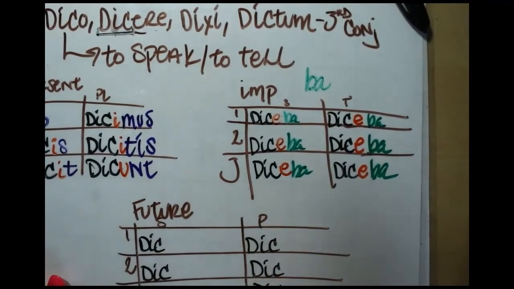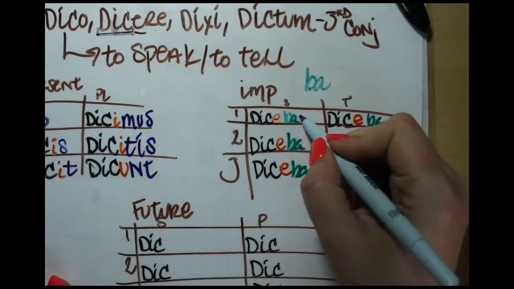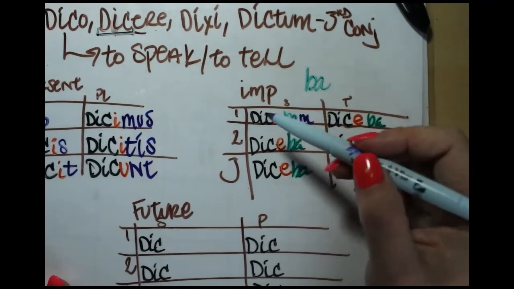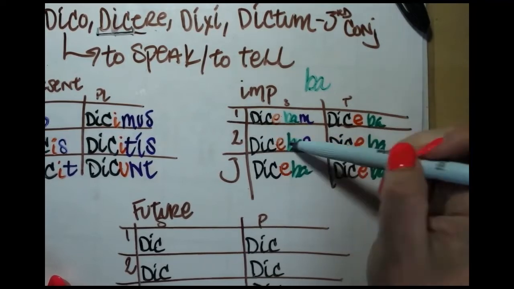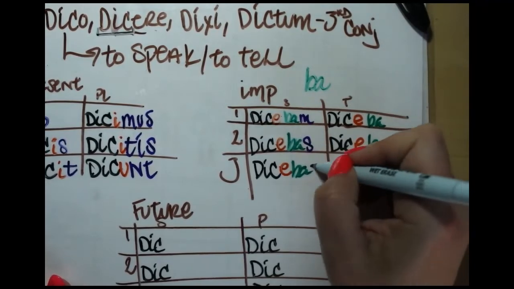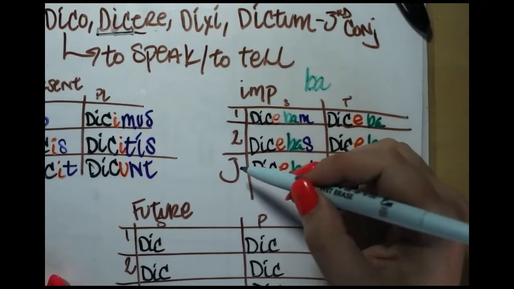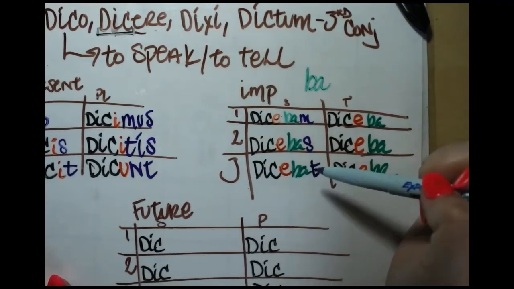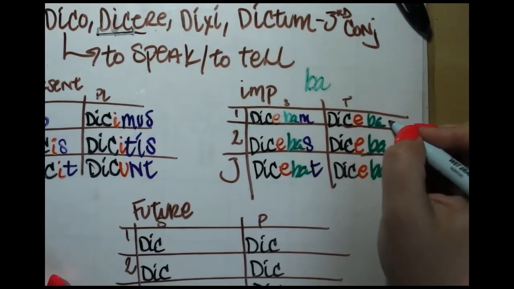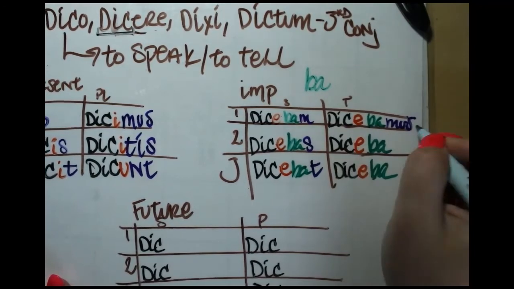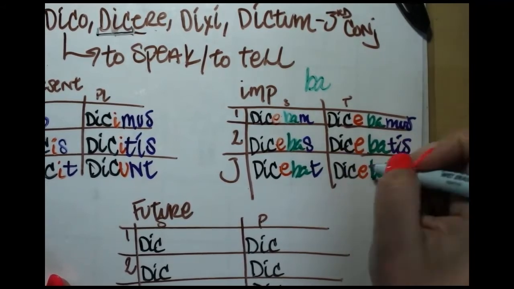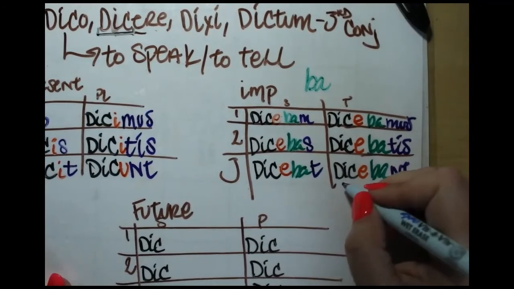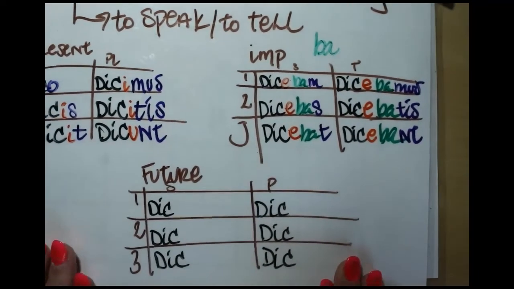Okay. And then our personal endings. Dicebam, I was speaking, I used to speak. Dicebas, you were speaking, you used to speak. Dicebat, he was speaking, he used to speak. Dicebamus, we were speaking, we used to speak. Dicebatis, y'all were speaking, y'all used to speak. Dicebant, they were speaking, they used to speak.